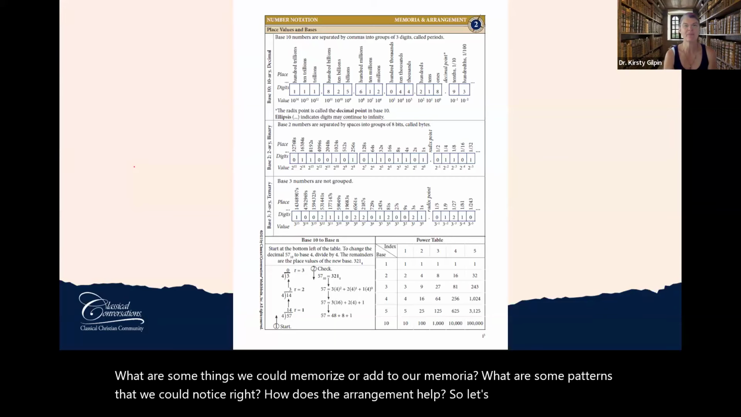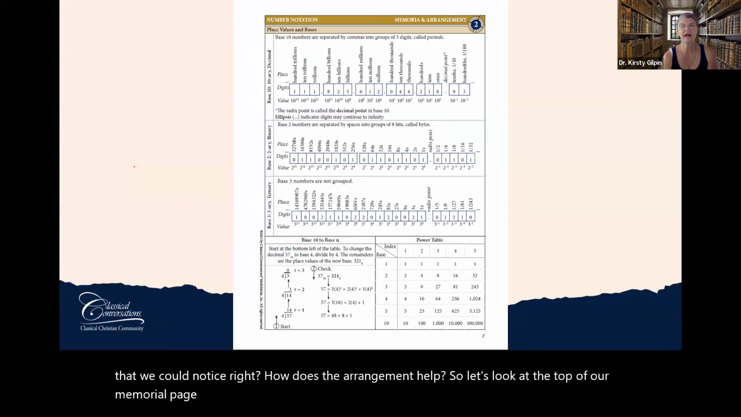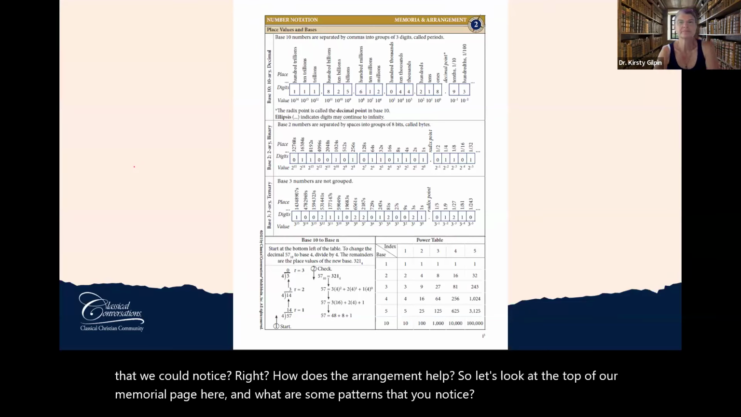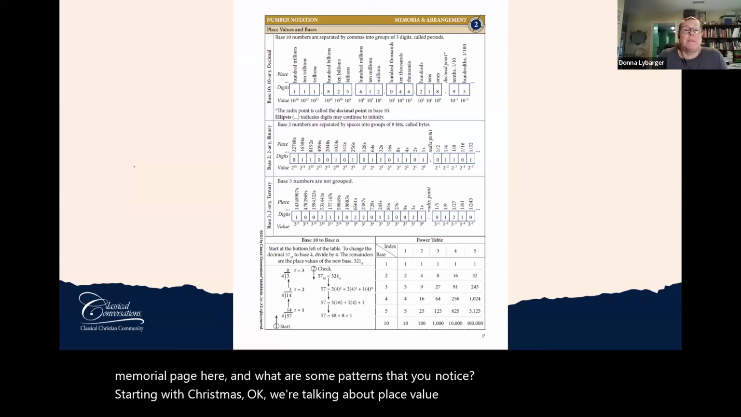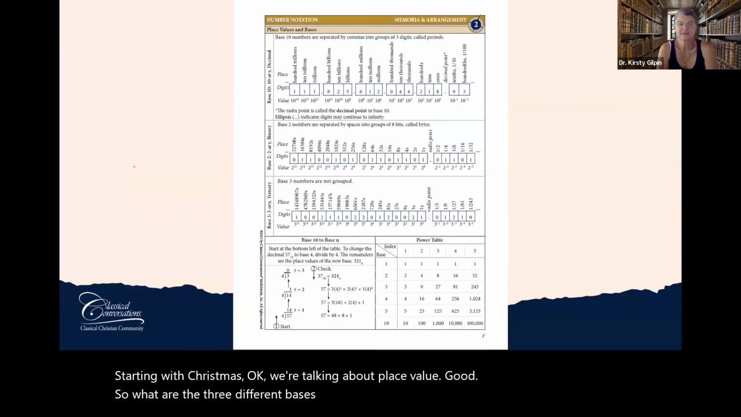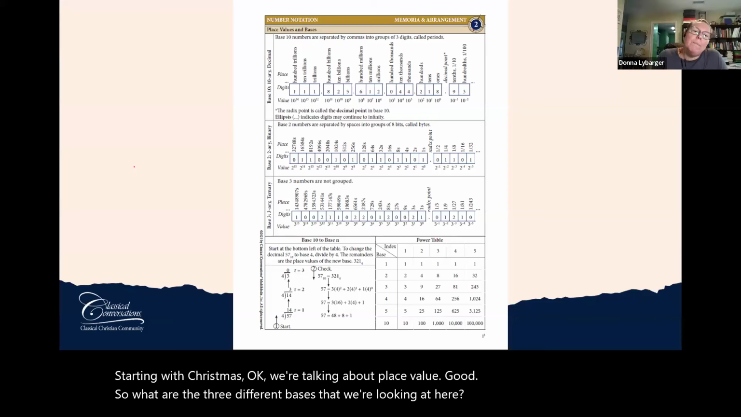Look at the top of our Memoria page here. Starting with place value in different bases. So we are doing different bases. What are the three different bases that we're looking at here? Base 10, base 2, and base 3. Good.